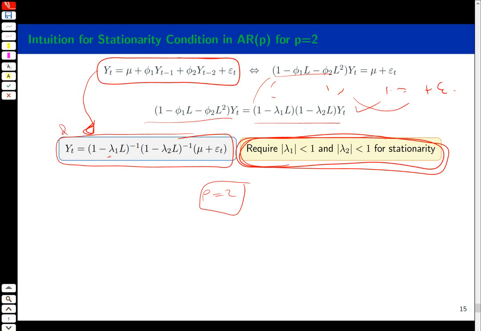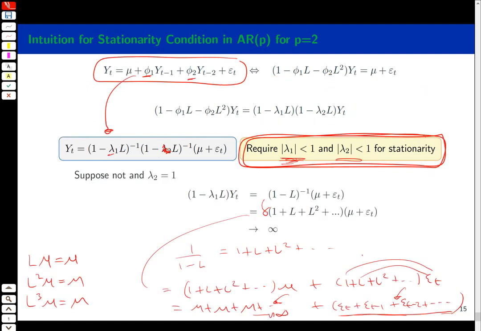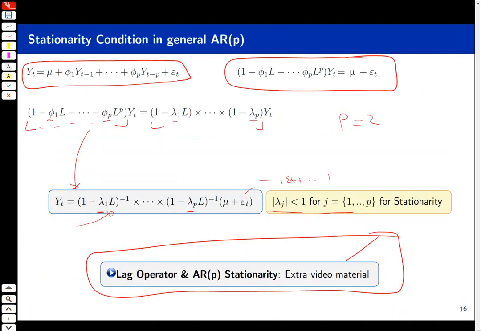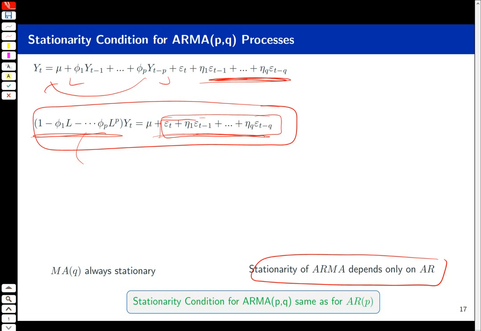So as t goes to infinity, if lambda 2 equals 1, we get this part here. Expand it out. Treating L like a polynomial, this is just a geometric progression. So we're going to get 1 plus L plus L squared, and so on. So we can expand it out, and this is just equal to 1 plus L and so on, back forever, of mu, plus 1 plus L and so on, forever, of epsilon t.